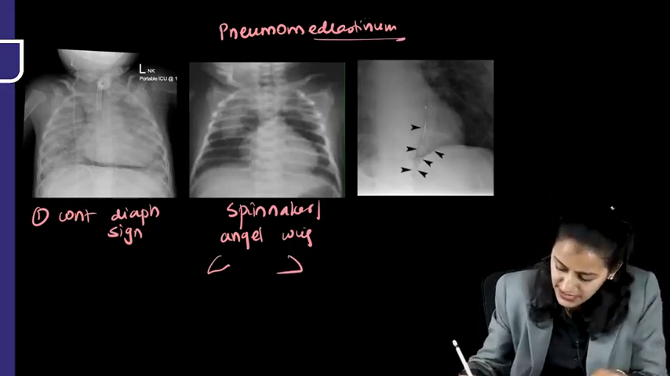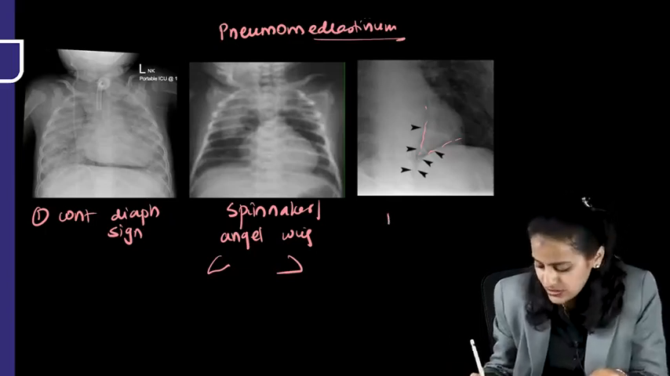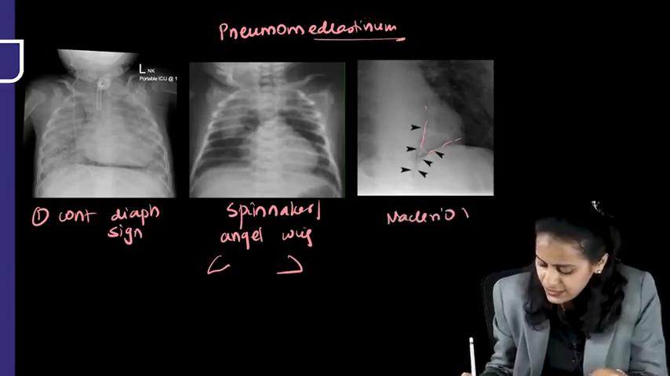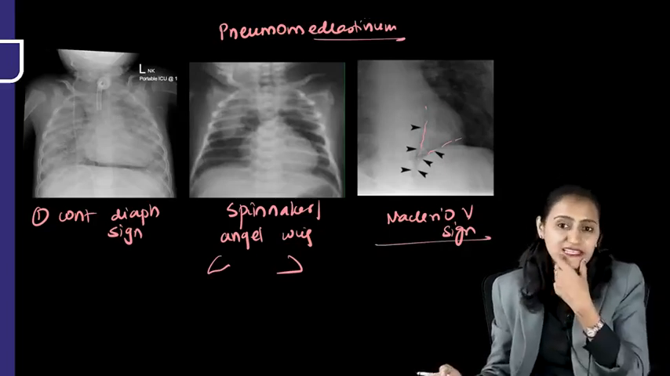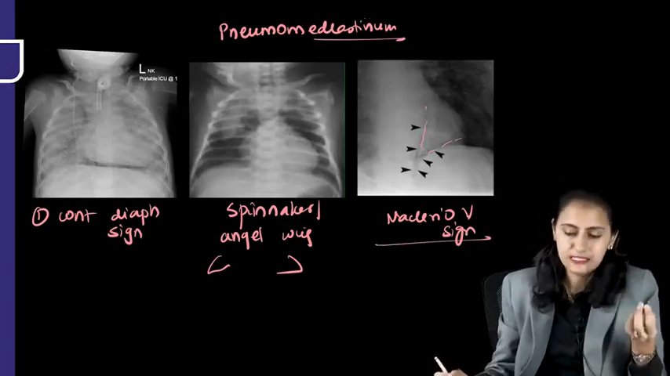Next one, this is the air in the form of the V. So this is called the Naclerio's V sign. Naclerio's V sign. Right, all of these are signs of pneumomediastinum.